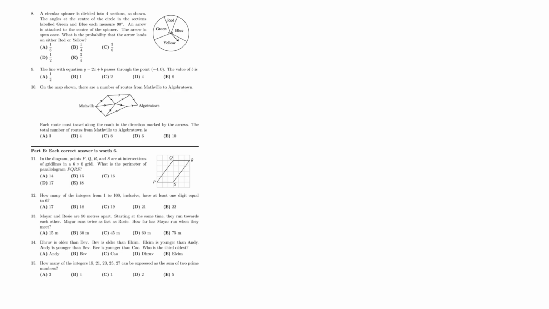Number 8. A circular spinner is divided into 4 sections as shown. The angles at the center of the circle in the sections labeled green and blue each measure 90 degrees. An arrow is attached to the center of the spinner. The arrow is spun once. What is the probability that the arrow lands on either red or yellow?